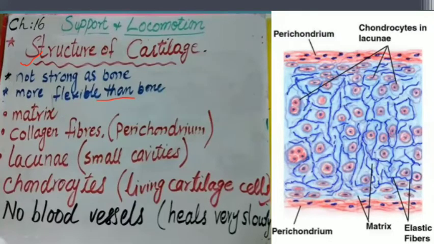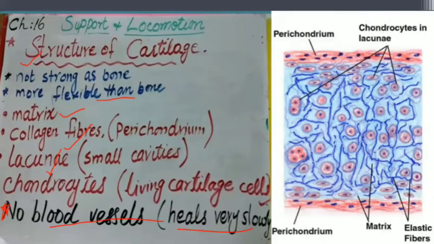If we talk about its structure, it has a matrix inside it with collagen fibers. There are lacunae and chondrocytes. The cells of cartilage are called chondrocytes. Cells of bones are called osteocytes. As well as, a very important thing here is that it does not have blood vessels, so it heals very slowly. So how does it take nutrition? If we compare cartilage and bone, bone repairs very quickly as compared to cartilage. It just gets diffused nutrition because arteries and veins are not present in the cartilage.